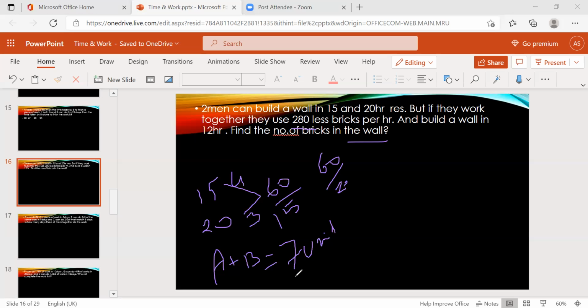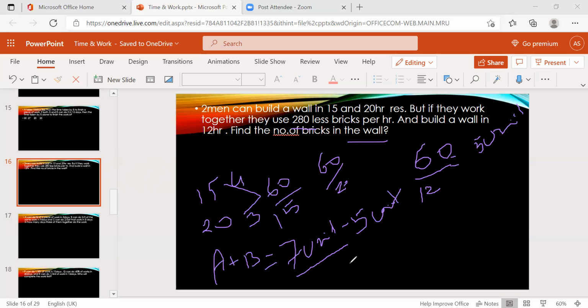So in 1 hour, they can do 7 units. But in the question they given 12 hours. That means 60 by 12. How many units? 5 units. Actually, they need to do 7 units, but they're just doing 5 units.